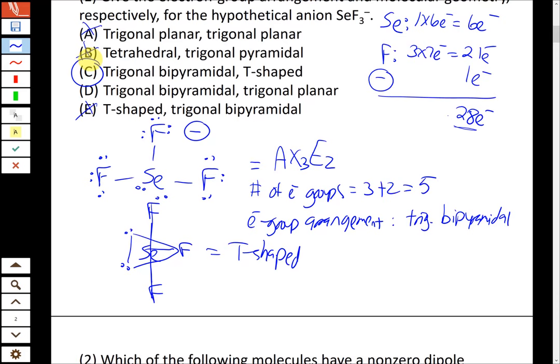C, trigonal bipyramidal electron group arrangement. When there's 5 electron groups, that's what it's going to be. And then if it's 2 lone pairs as part of that, T-shape would be the correct geometry.